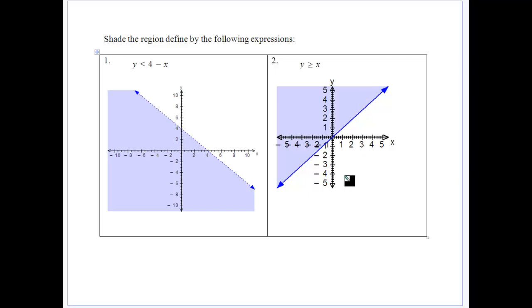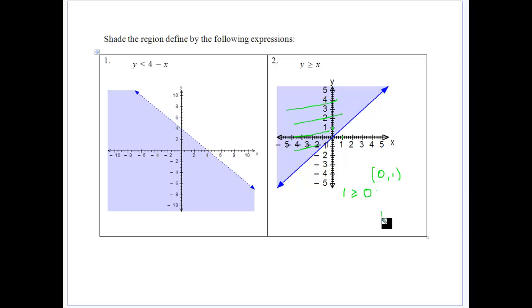I can't test 0, 0 because it's on the line this time. So what I would test is any other point. If I can't test 0, 0, I go for 0, 1. So I test at the point 0, 1: is the y value 1 greater than or equal to 0? It's true. So that's the side that's going to be shaded, because 0, 1 is in the region.